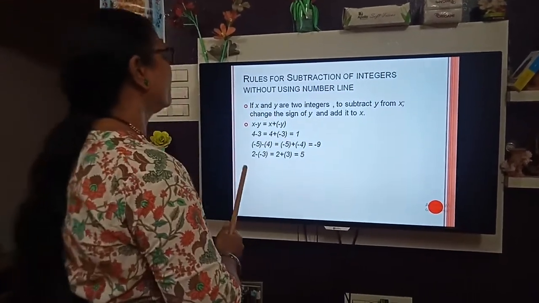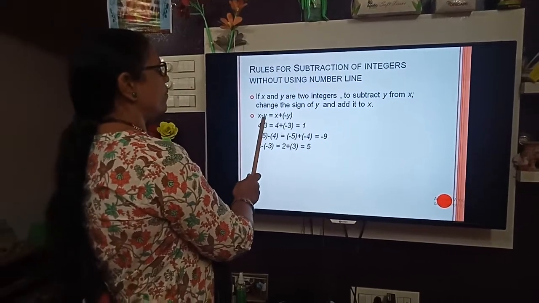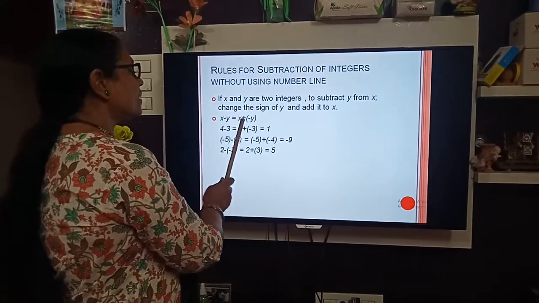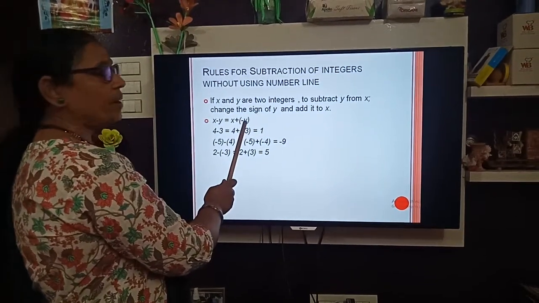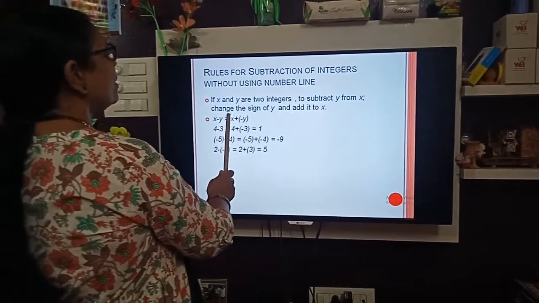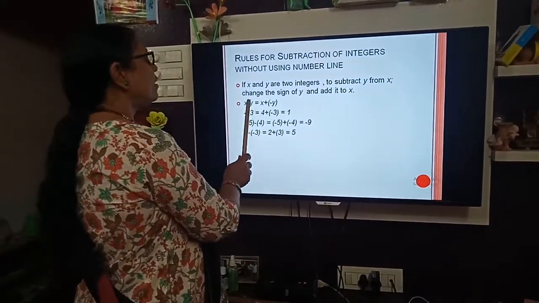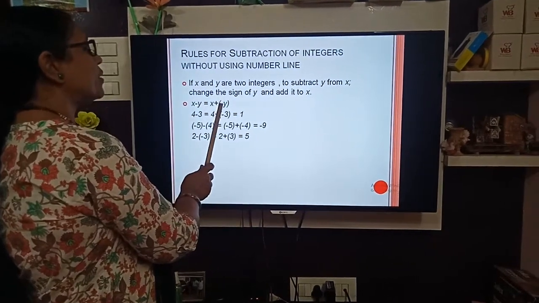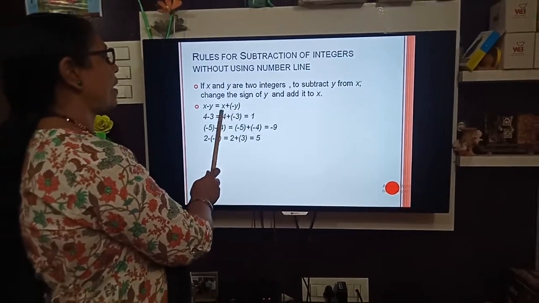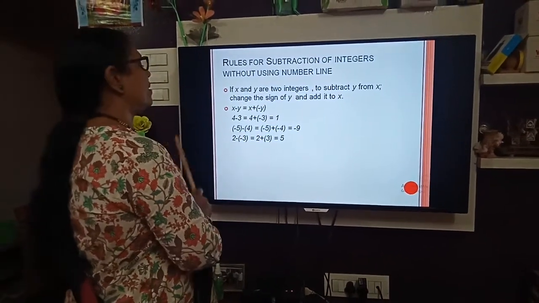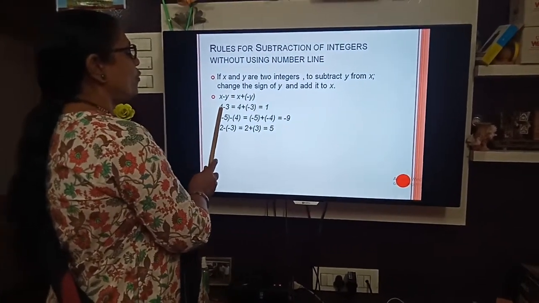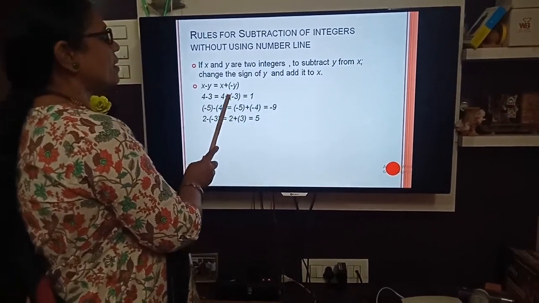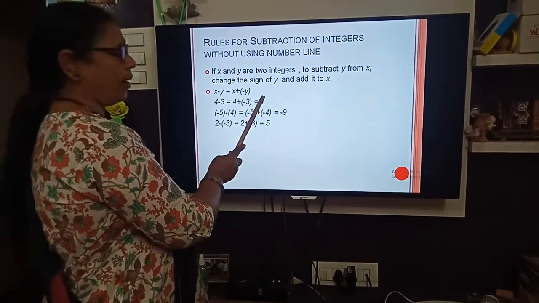This is the rule. So, x minus y means we are subtracting y from x. That is x plus minus y, meaning change the sign of y. Here y is positive, minus is subtraction, but we change the sign of y, it becomes minus y. Then add it to x. Here is an example. 4 minus 3 is equal to 4 plus of minus 3, we get 1.